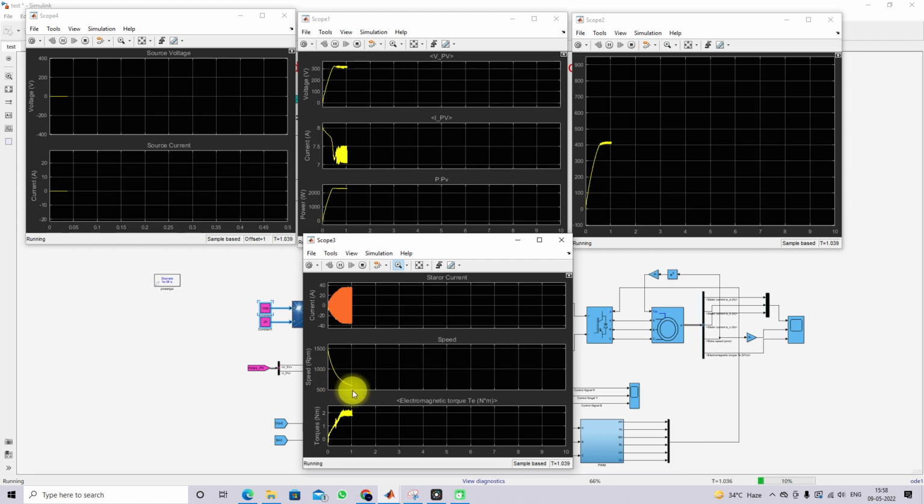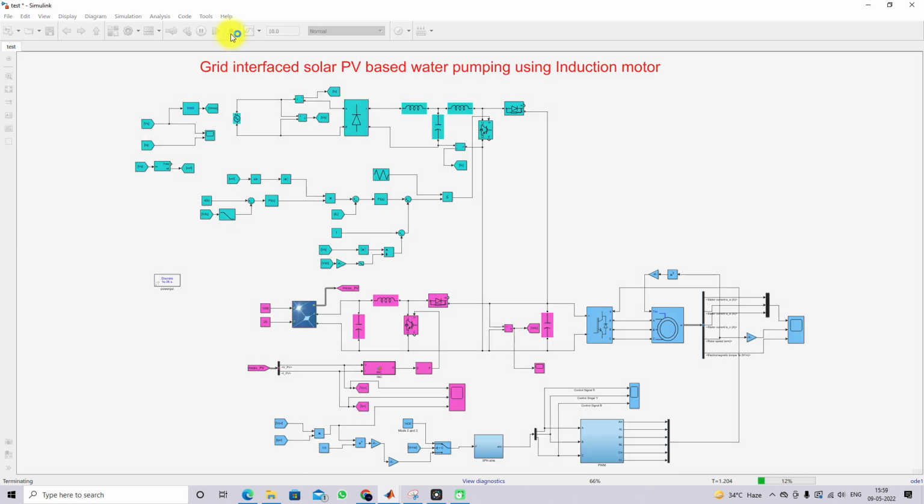Okay, and then this is the speed of the machine. Speed of the machine is around 600 rpm, right? So here that means the system is fully controlled based upon the PV power alone, right? So whatever power we are generating, that will be used to drive the induction motor. So this is mode 1 operation. Okay, so next we move on to mode 2 operation.